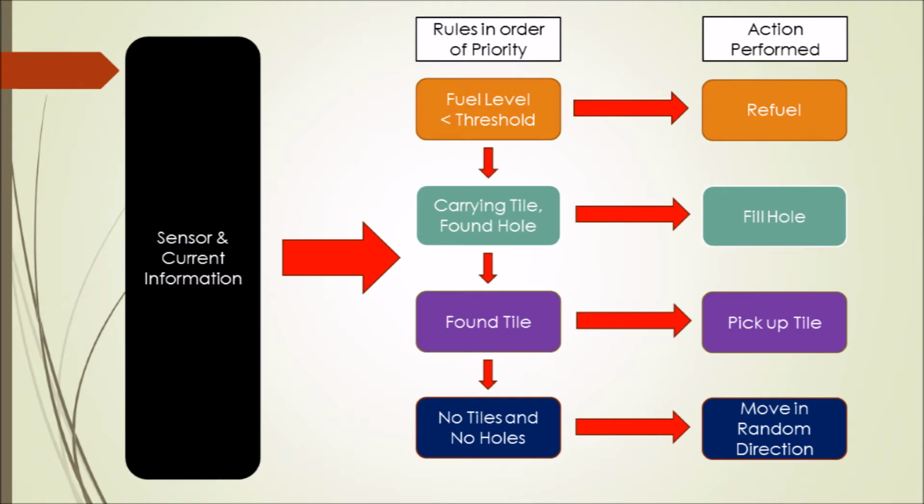The intent of the agents is given a set of priorities. The priority level of the intent is as follows: refueling, followed by filling holes, followed by picking up tiles, and lastly exploring. The agents carry out these intents based on their sensor and memory information.